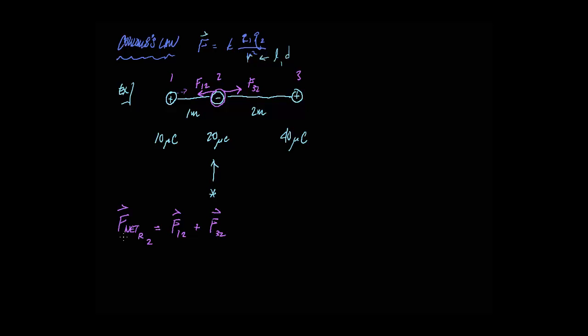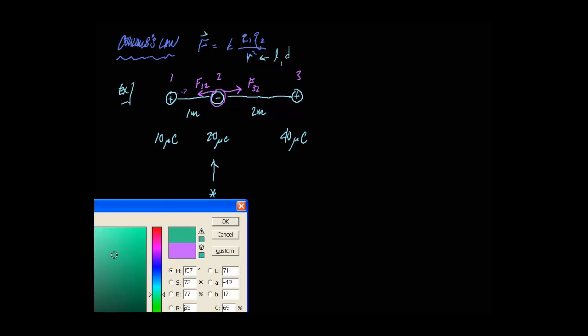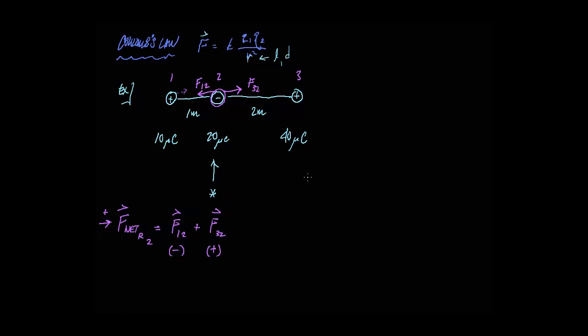Now, if we're going to pick positive to the right, what happens is 1 on 2 becomes a negative pull, and we think of the 3 on 2 as in the positive direction. So when we add those vectorially, we have to keep that sign in mind. So how do we find the individual forces?